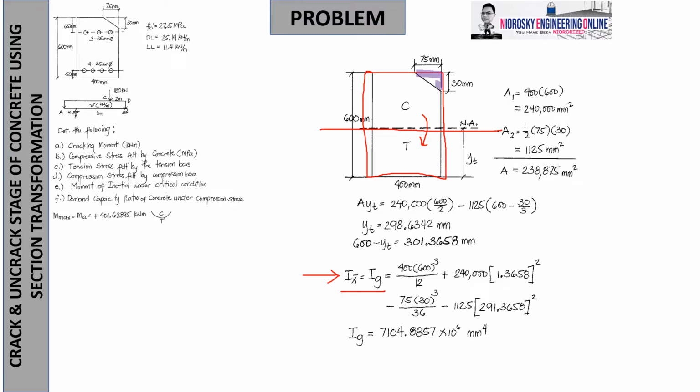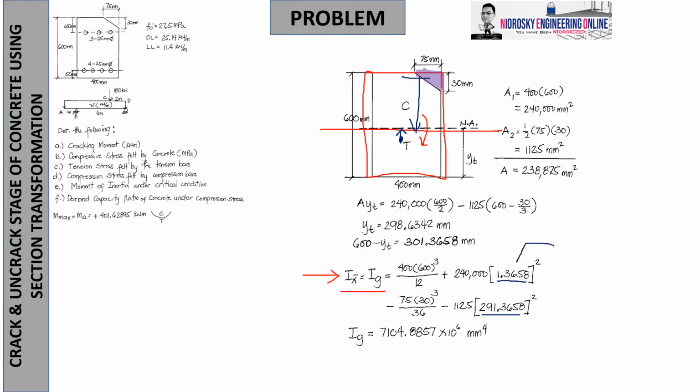This is the one I shaded in violet. My main objective is to project all of it to the neutral axis. Now you will notice that the distance from the neutral axis to the rectangle's centroid, the true neutral axis, is 1.3658, while the triangular area is away from the neutral axis by 291.3658.